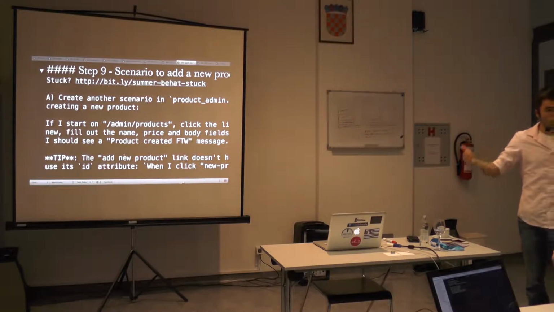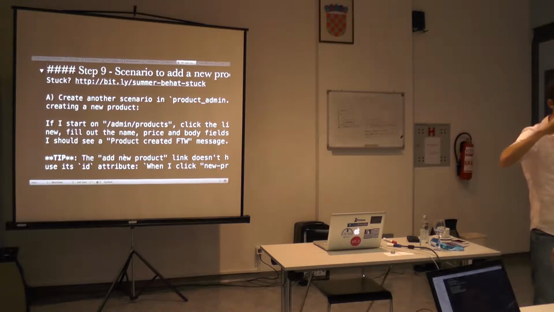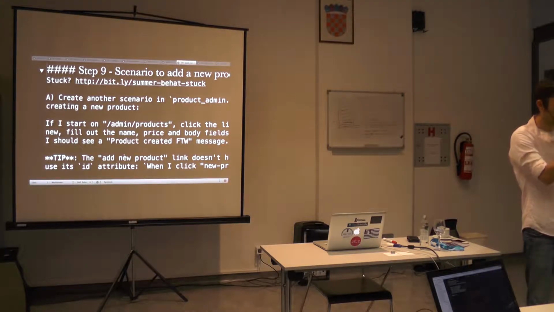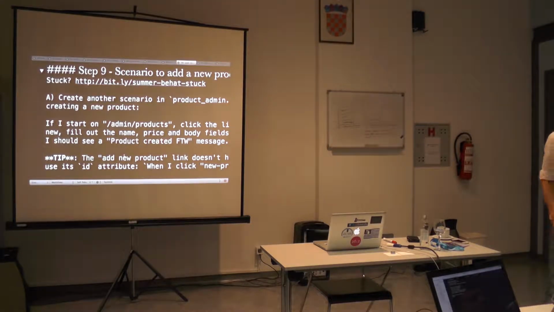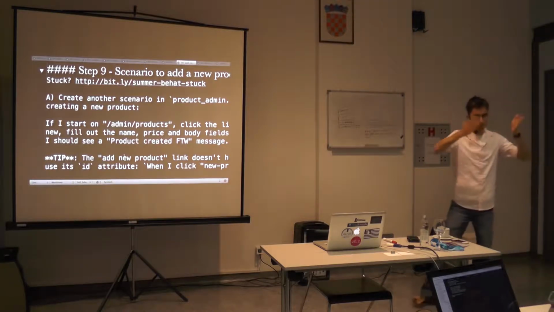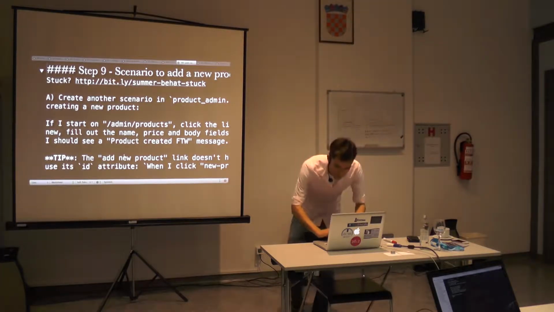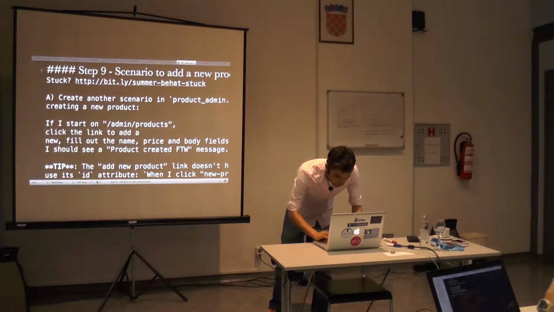It's the same with forms, which is what we're going to do next. We're going to create a new product. And you have a built-in step that reads like when I fill in name with, the name of the product. When you do that, you're actually talking about the label, the visual label, not the ID attribute, not the CSS, not the name attribute, nothing visible. It's actually the text. So add a second scenario.